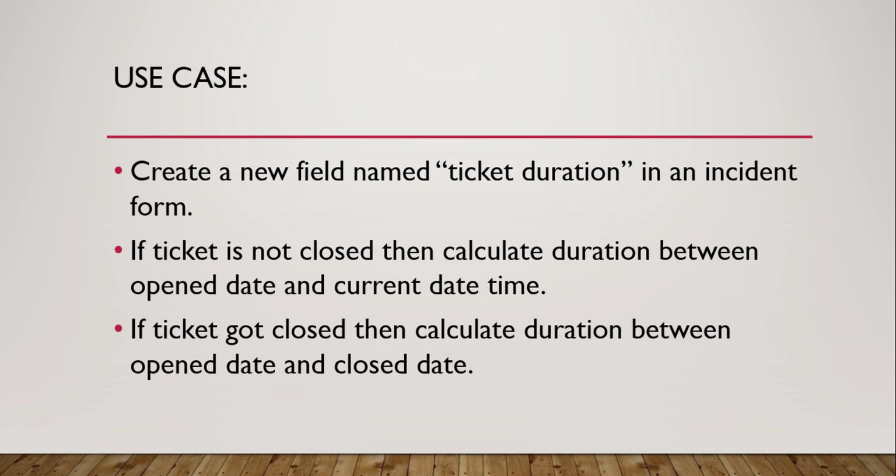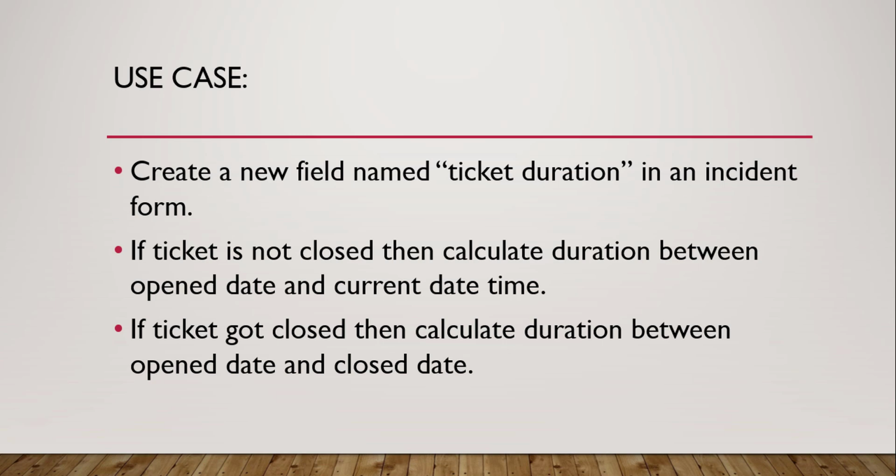The use case is to create a new field named ticket duration in an incident form, and if the ticket is not closed, then calculate the duration between the open date and the current date time. And if the ticket got closed, then calculate the duration between the open date and the closed date. So the requirement is very simple. We have to create a new field in an incident form, and the field name will be ticket duration.